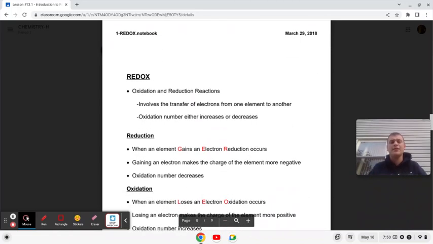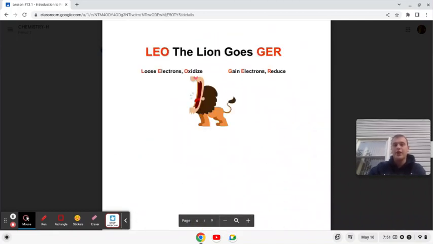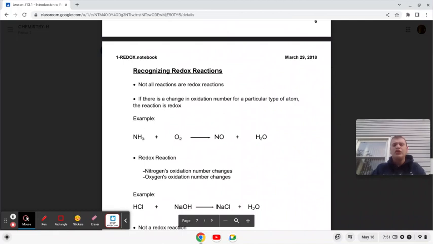So redox is the oxidation and reduction reactions. Oxidation number will either increase or decrease. So when an element gains an electron, reduction occurs, and when it loses an electron, oxidation occurs. LEO says GER. So to recognize a redox reaction, if there's a change in the oxidation number for a particular atom, it is redox.